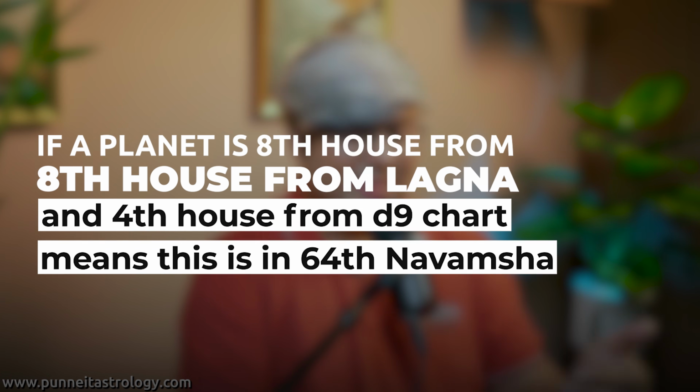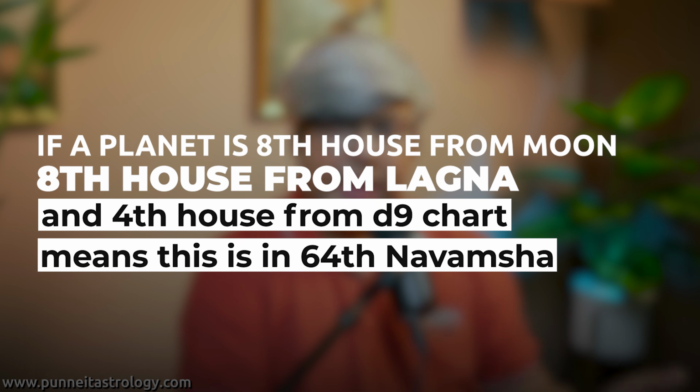Same thing can be done with the moon. The 4th house from the moon in the D9 chart is the 64th Navamsha with respect to the moon in your D1 chart. Now, for people who find it difficult, if you are watching this till now and you are interested to know in simpler terms, I repeat my sentence here. If a planet is in the 8th house from the moon, or the 8th house from the Lagna, and it is in the 4th house of the D9 chart, it means it is in the 64th Navamsha.